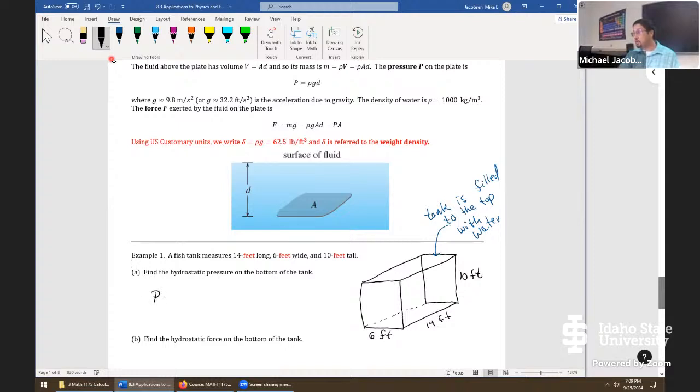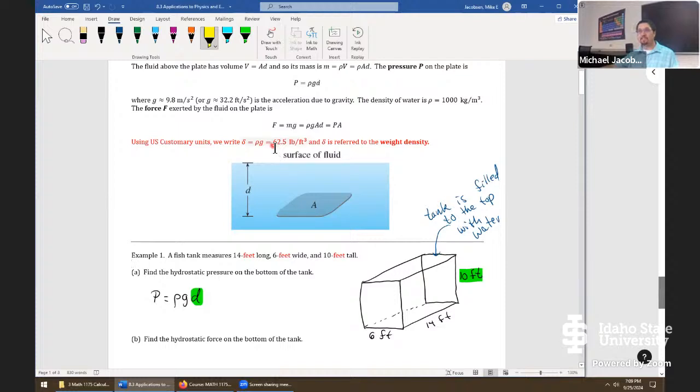Pressure is equal to rho, the density of water, times g, acceleration due to gravity, times d, the depth of the water. We have d right here, that's not so bad. The depth is 10 feet, but notice the density of water given by our book is inconvenient for us, 1,000 kilograms per meter cubed, but we have a unit mismatch if we use that. Definitely don't want to do some crazy conversions in the middle.